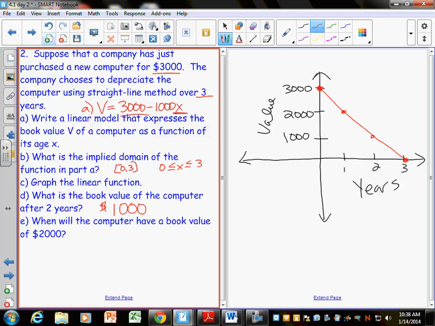What about E? It says, when will the computer have a book value of 2,000? You could say right here, 2,000 is at 1 year, so you can look at your graph. If you were solving this equation, you would put 2,000 in for the value. The value is 2,000, so you could solve that, and you would get after 1 year. Okay, that's not terrible to do, but definitely some story problems.